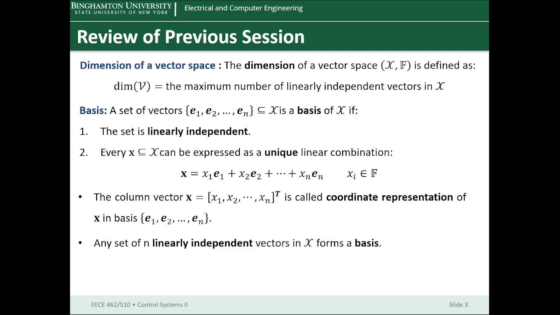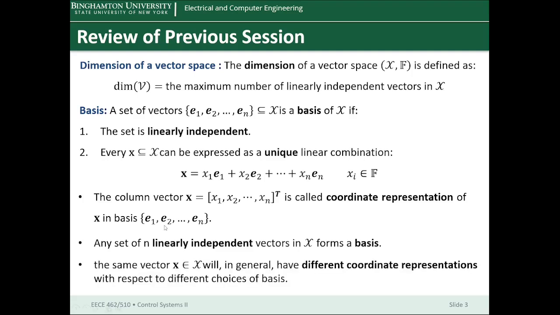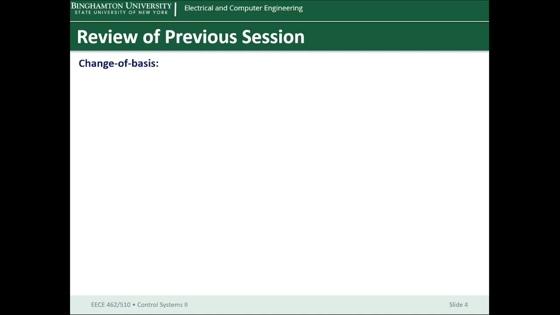Any set of n linearly independent vectors in X will form a basis, where n is the dimension of the space. Because of this freedom, the same vector can have different coordinate representations depending on which basis we use. In other words, if we switch to a new basis, the same vector will be represented by a new set of coordinates.